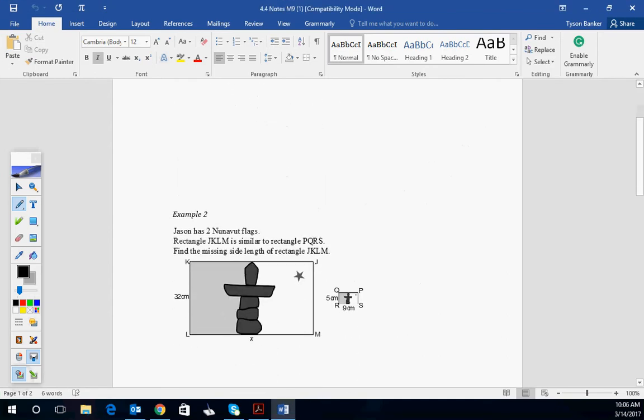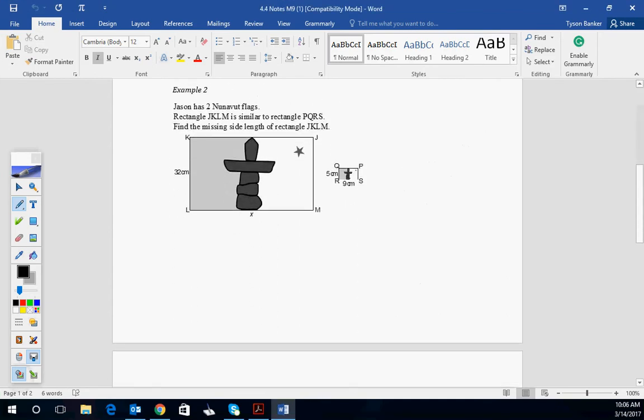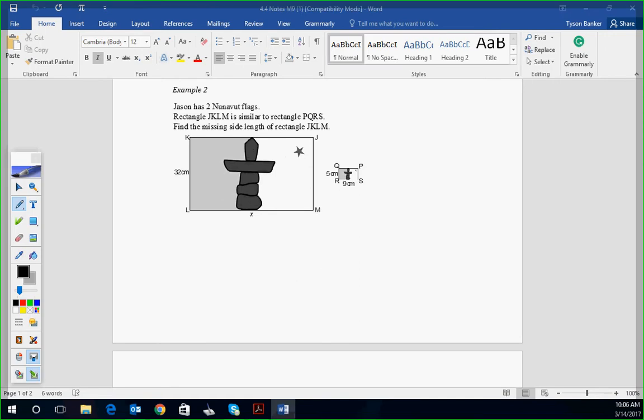All right. Example 2. Jason has a... how do you guys say that word? None of it? Okay, I'm not familiar with that, so that's good. Rectangle JKLM is similar to rectangle PQRS. Find the missing side length of rectangle JKLM. Okay, so we're trying to figure out what this side is.